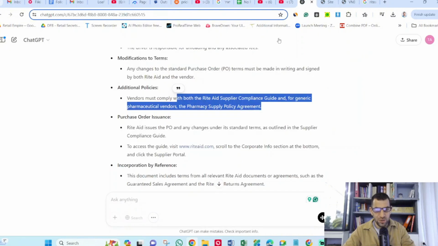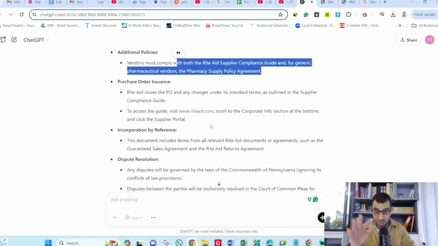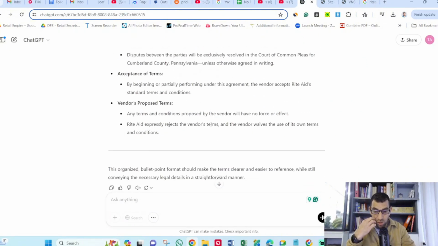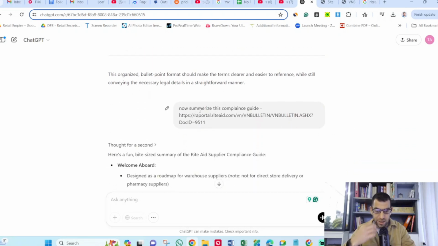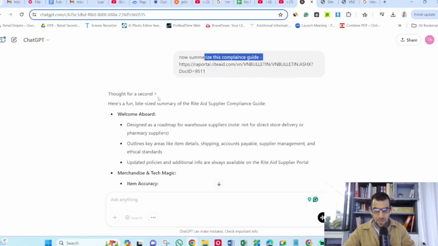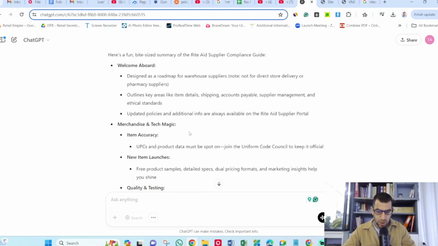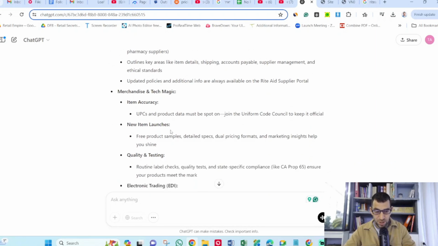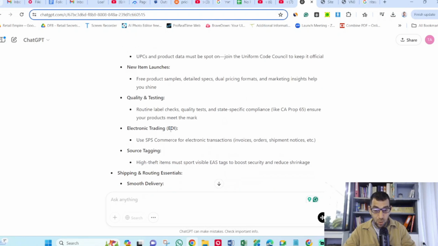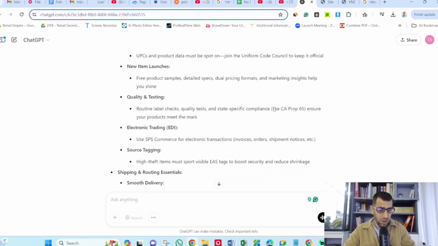So I went back to AI here after the general terms that were showing up from the summary of the PDF file terms. And I asked, now summarize this compliance guide. Okay. Welcome aboard. We don't care. Merchandise, magic, item and currency. UPC is something you have to consider, that you do have a UPC 12-digit type of barcode. New item launch is not for us. Quality and testing. The only thing that I would take from here is the Prop 65.